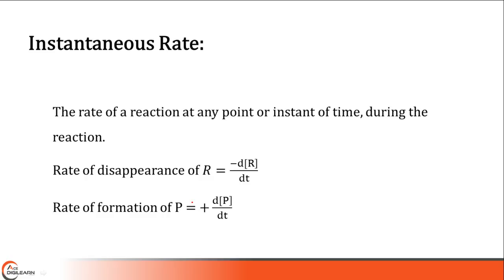With respect to a reactant, we take it as minus dR by dt, whereas with respect to a product, we take it as dP by dt. R indicates the concentration of reactant, and the negative sign indicates there is a decrease in concentration of reactant with time. P indicates the concentration of product, and the positive sign indicates there is an increase in concentration of product with time.